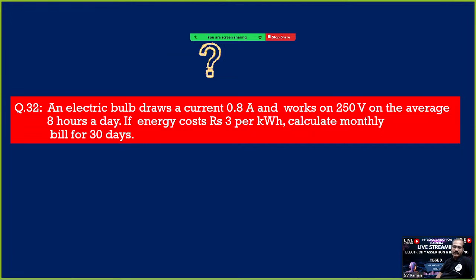Yes, there is one CBSE question over here. An electric bulb draws a current of 0.8 amperes and works on 250 volts on the average 8 hours a day. If energy costs 3 rupees per kilowatt hour, calculate the monthly bill for 30 days. So this is the question asked by CBSE, and how to answer this question.